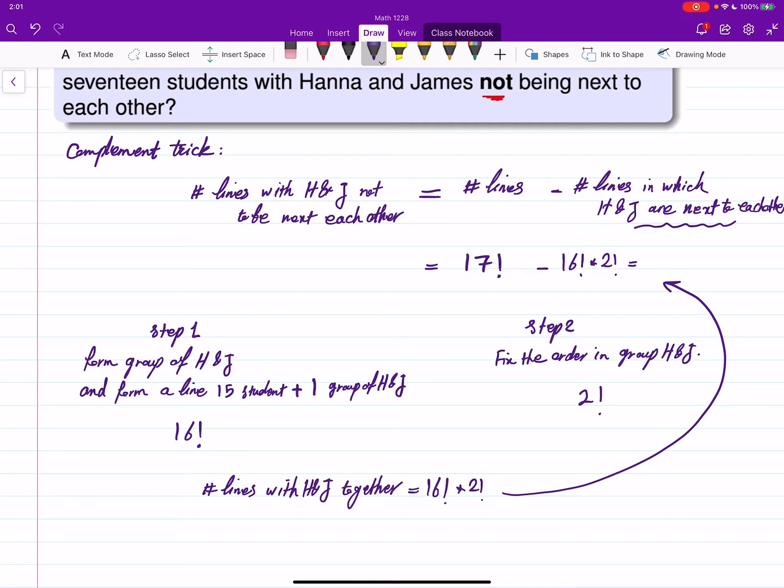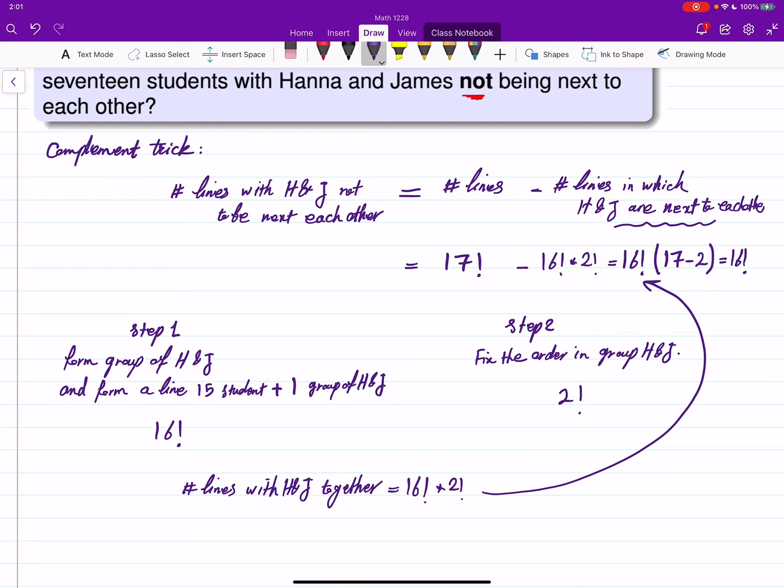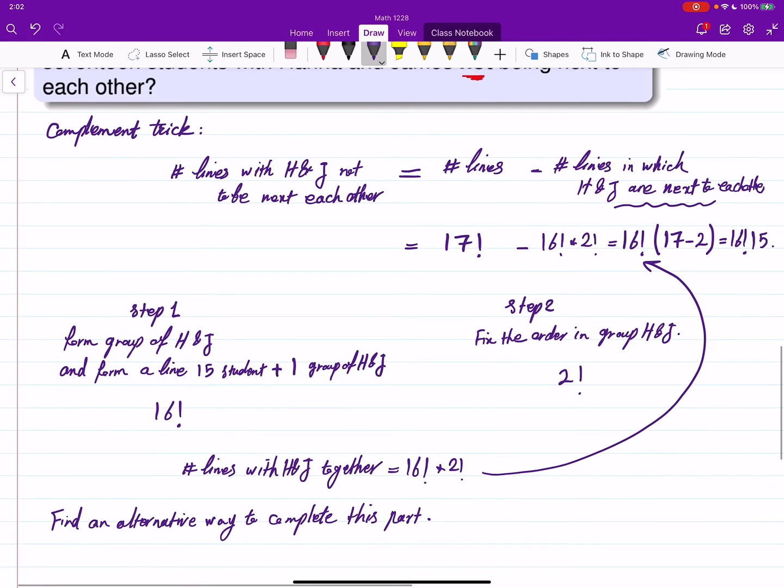There's a simplification here. I can factor out 16 factorial from the first one. The remaining will be 17, and from the second one 2 factorial, but 2 factorial is 2 itself. So another way of writing this is 16 factorial times 15. That tells me that there is another way of doing this. I will leave that, to find an alternative way to complete this example. That is something you can do. Just look at part 2 of what we did above, so you can come up with the idea. It's similar, a little bit different, but you can do that.